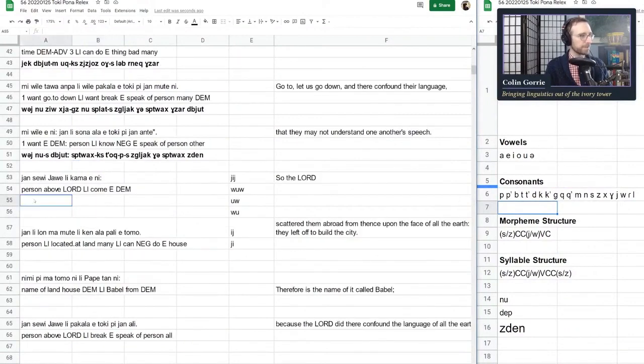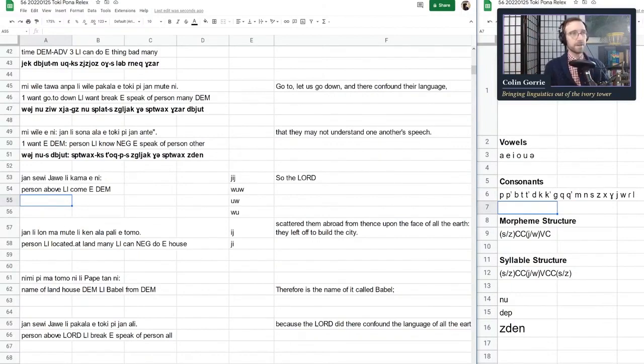And we have the person above, so we don't need to translate the proper name of God. Last time we said before that we're going to refer to what's in the English version, the Lord, as person above. And I think that should hopefully keep everyone reasonably happy.